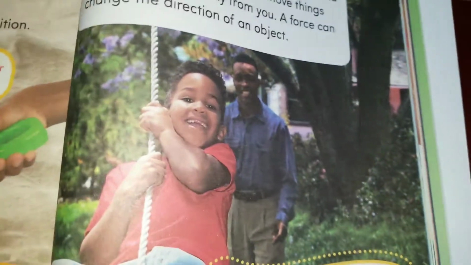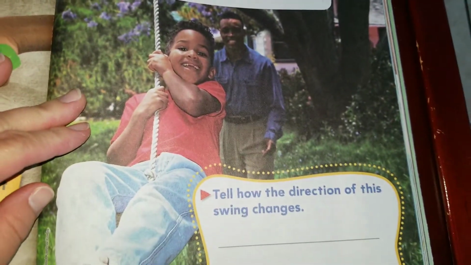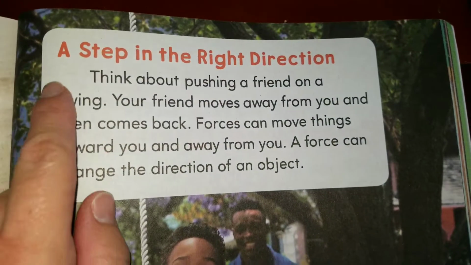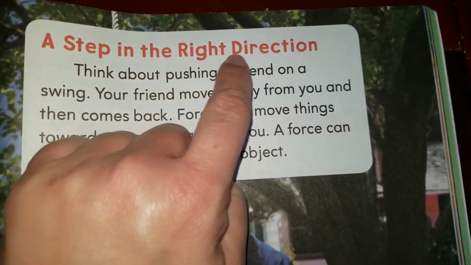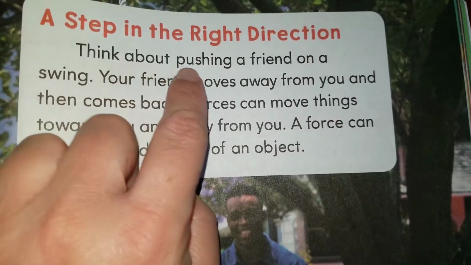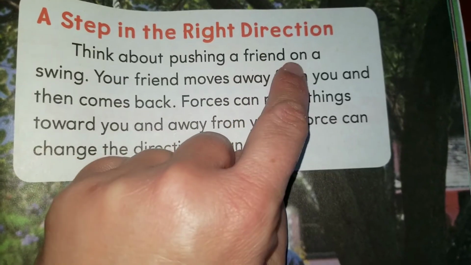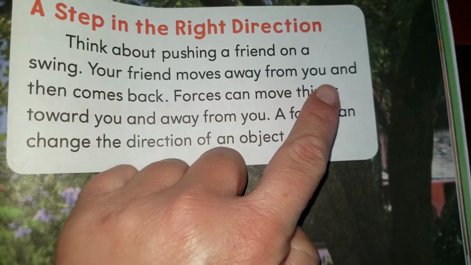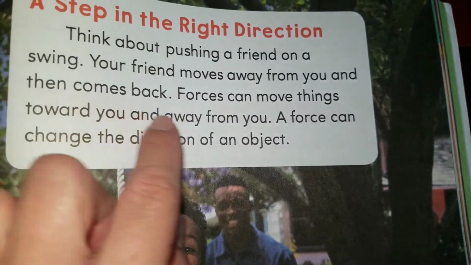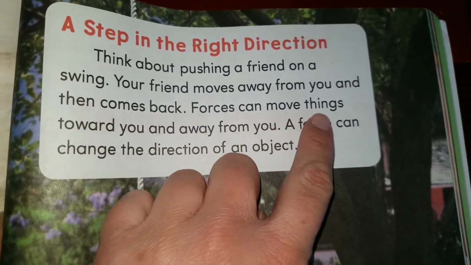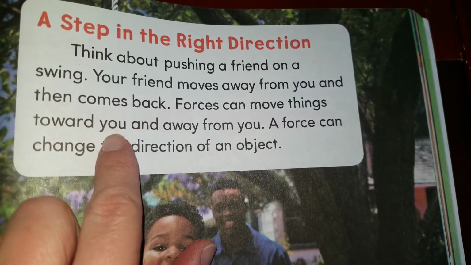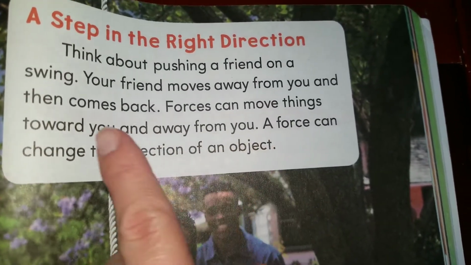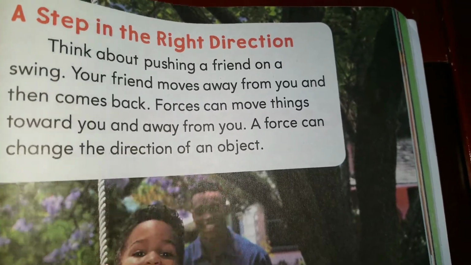Alright, let's see what this kid is doing. Oh, he's getting pushed, right? On a swing. And he says, a step in the right direction. It says, think about pushing a friend on a swing. Your friend moves away from you and then comes back. Forces can move things toward you and away from you. A force can change the direction of an object.